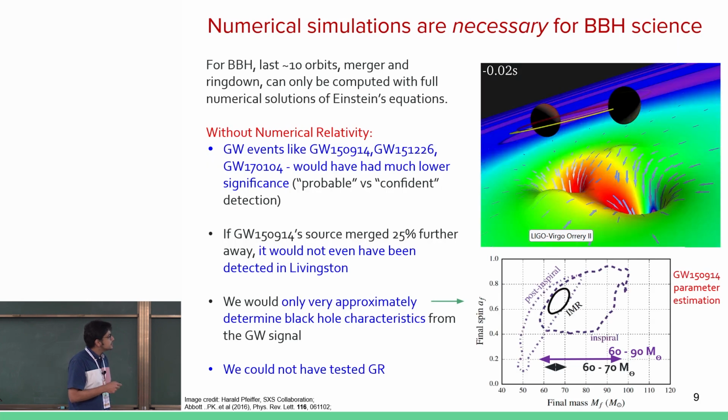Okay, so for example, without using numerical relativity information, many of the very first events and even events that we are observing currently would have had much lower significance. In fact, the first event would have had, instead of a 5 sigma significance, maybe been detected with approximately 2.5 sigma significance, which would not have merited a confident detection.